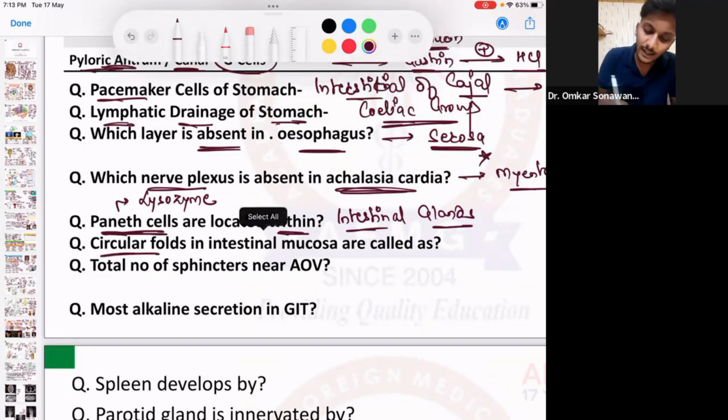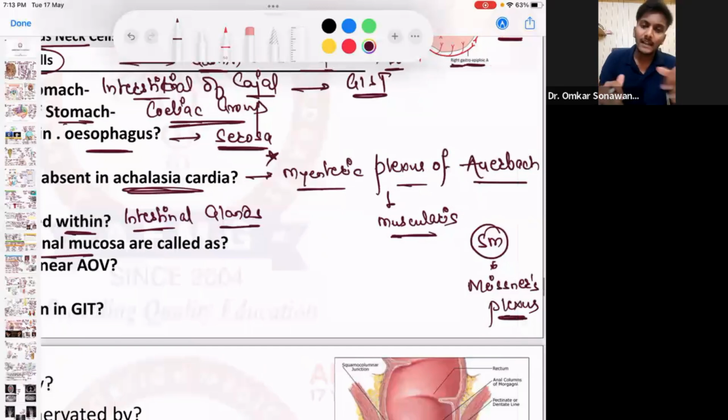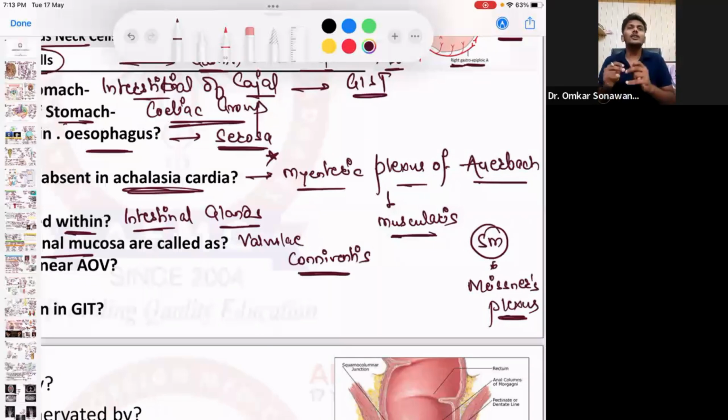Circular folds in the intestinal mucosa are called plicae circularis, also known as valvulae conniventes. So the circular folds or plicae circularis in the intestine are also called valvulae conniventes. They are more predominant in the jejunum.